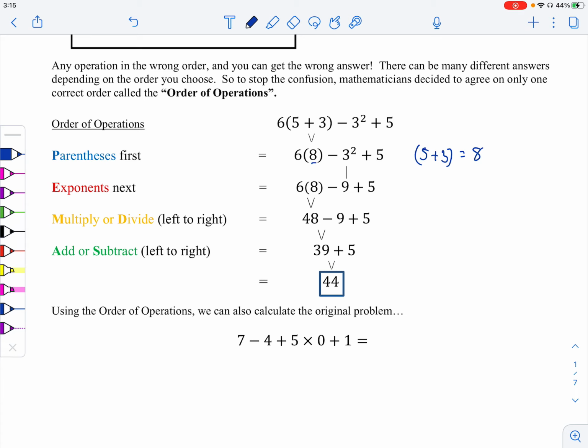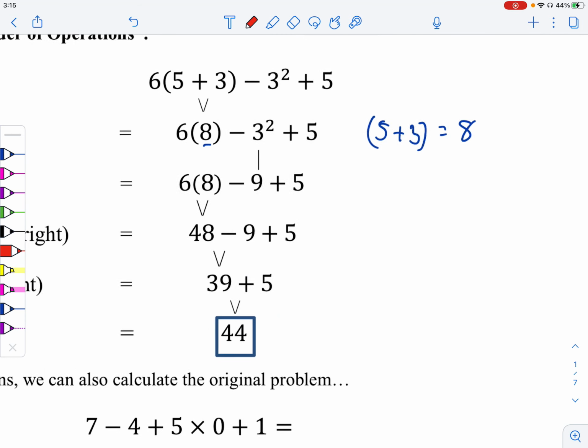Then we're going to look at exponents, right? So our exponent comes next, and we only have one of them, 3 squared. Remember, anytime you have an exponent, it tells you how many times you multiply it together. So 3 squared, you multiply 3 twice. So 3 times 3 is 9. So that's how we got the 9, and we bring it down. And all these other ones, we just bring them down with it.